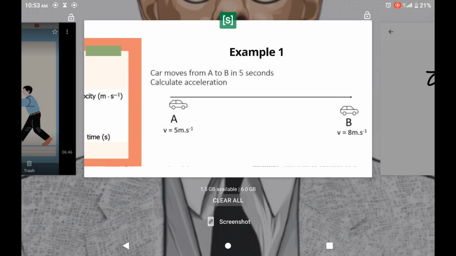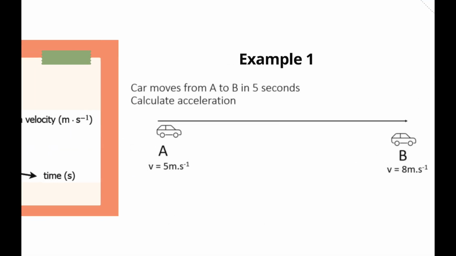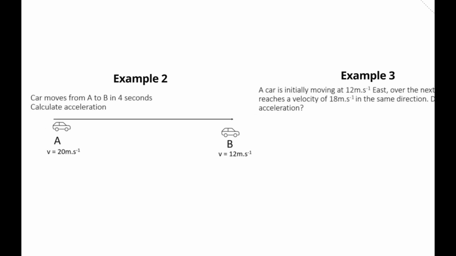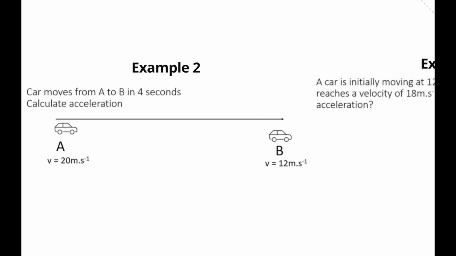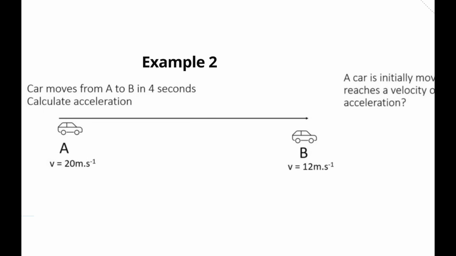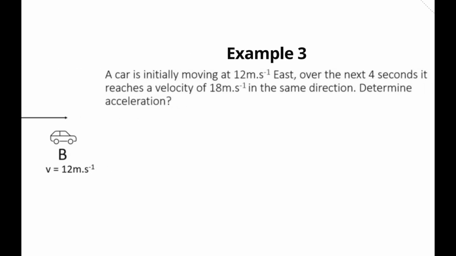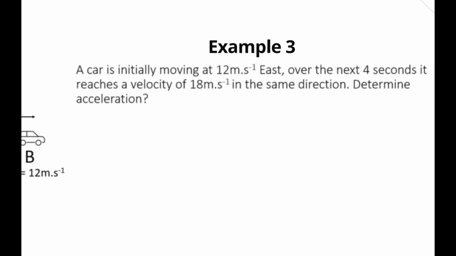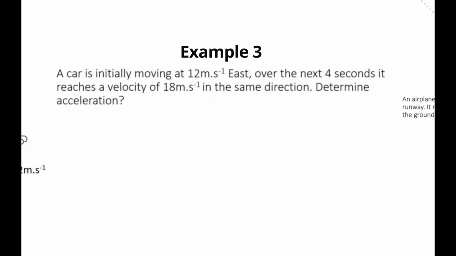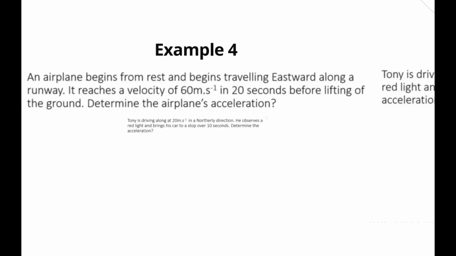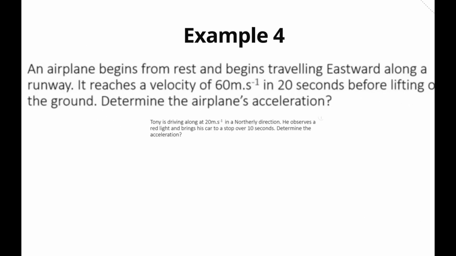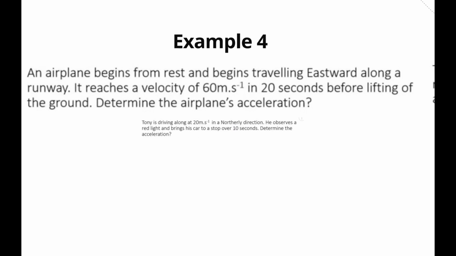Let me show you. There are a lot of examples which can literally get you started, because you need to start from these notes and then go to question papers. You're going to be ready, trust me. A car is initially moving at 12 meters per second east. Over the next 4 seconds, it reaches a velocity of 18 meters per second in the same direction. Determine the acceleration. See different examples, which will help you understand the content fully.